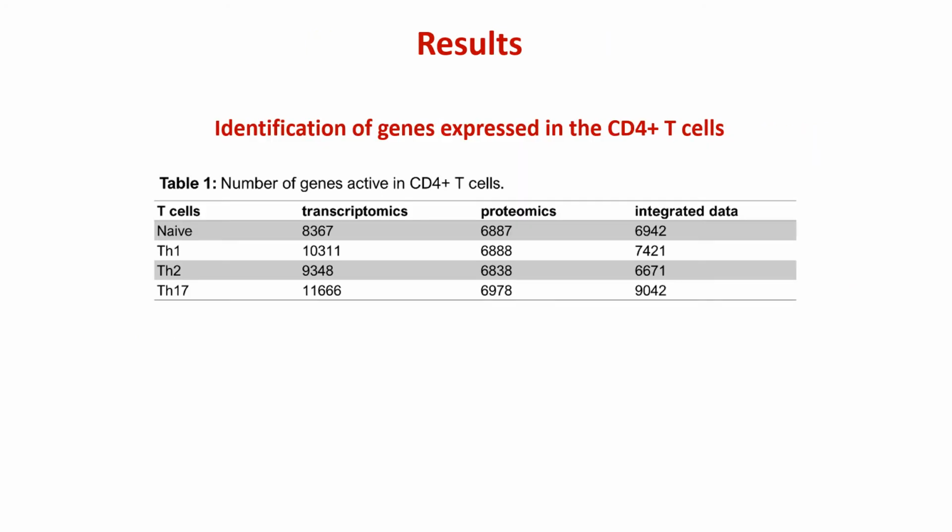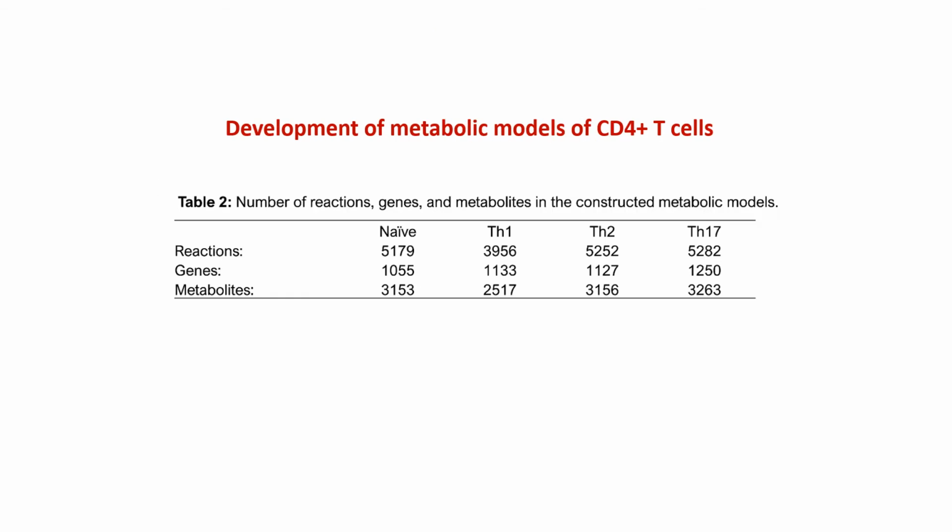By integrating transcriptomics and proteomics data, we identified around 6,000 to 9,000 active genes across naive, Th1, Th2, and Th17 cells. The models we built using this data and Recon 3D as a reference consisted of approximately 5,000 reactions, 1,000 genes, and 3,000 metabolites.